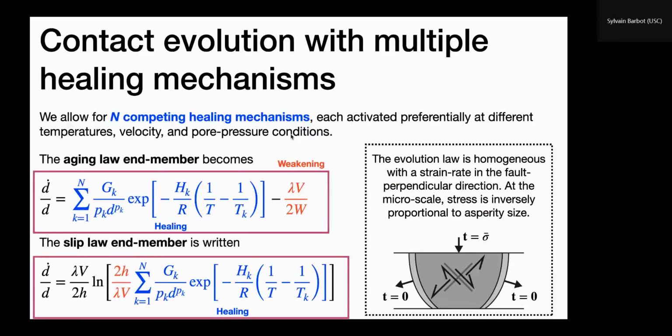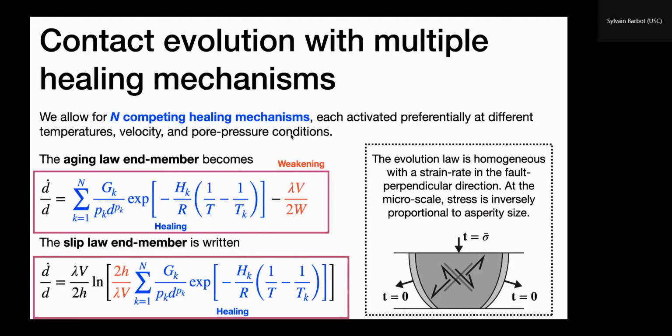So let's consider the aging law first. So first, this formulation describes the rate of change of the radius of curvature of micro-asperities. So it's d dot over d, the rate of change of d divided by d. So that's homogeneous to a strain rate. Basically, the left-hand side is a strain rate. That's kind of interesting. What kind of strain is that? Well, it's the strain of compaction and dilatancy. So it's the strain in the fault perpendicular direction.